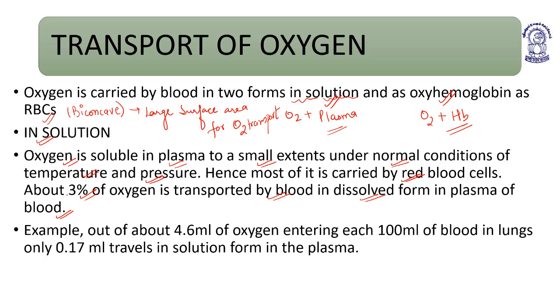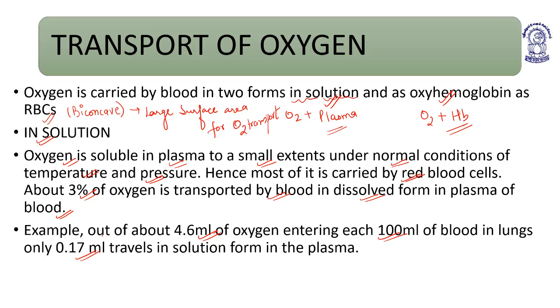Now, coming to the next point: out of 4.6 ml of oxygen entering each 100 ml of blood in lungs, only 0.17 ml travels in solution in the form of plasma. It only transports 0.17 ml in the form of soluble oxygen, because oxygen gas is very less soluble in plasma.